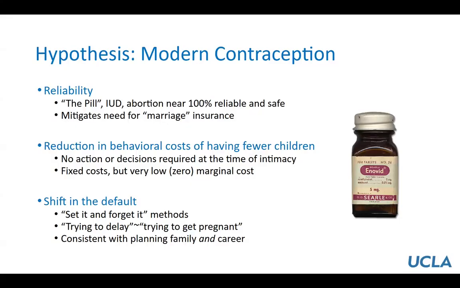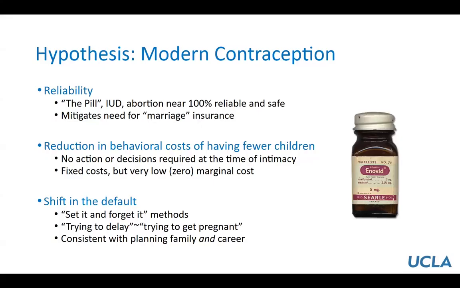There's also a big reduction in the behavioral costs of having fewer children. Reliable contraception in the past meant you had to take a specific action at the time of intimacy, either not having sex or a variety of other things to mitigate the risk of pregnancy. You can think about this as a very high marginal cost strategy. In the more recent period, we have almost zero marginal cost associated with things like birth control pills, IUDs, and implants, right? So high fixed cost, low marginal cost. So the name of the game today is more about financial access to some of those methods.